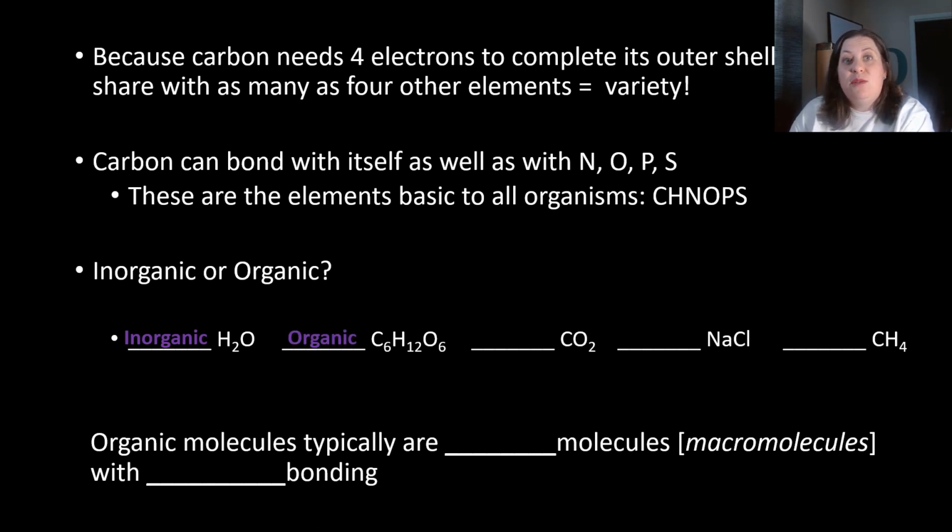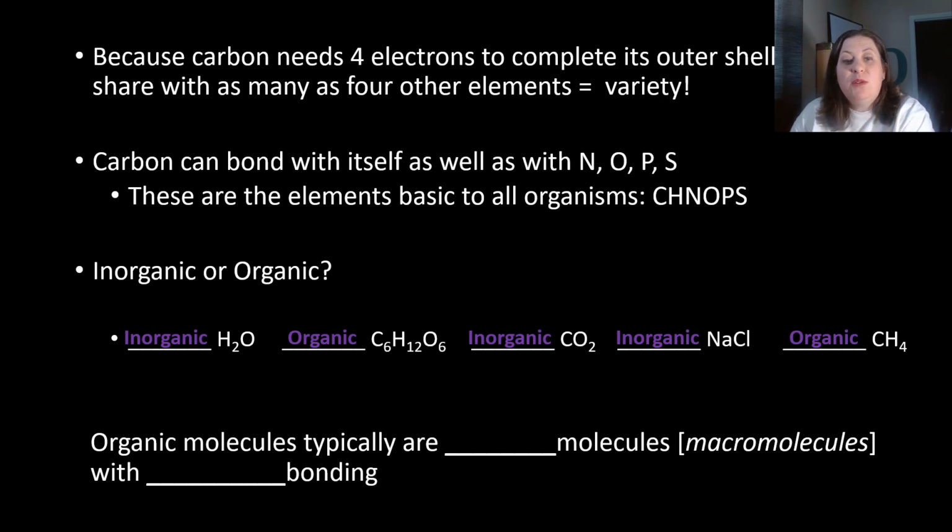The next one is CO2. This is carbon dioxide. It does have carbon, but it lacks hydrogen. Therefore, it is inorganic. Table salt is next, NaCl. This one doesn't have carbon or hydrogen, so it is also inorganic. And last but not least, we have our methane. This is CH4. It does have carbon and hydrogen, so it is organic. So make sure that you can tell whether a molecule is organic or inorganic based on its chemical composition.